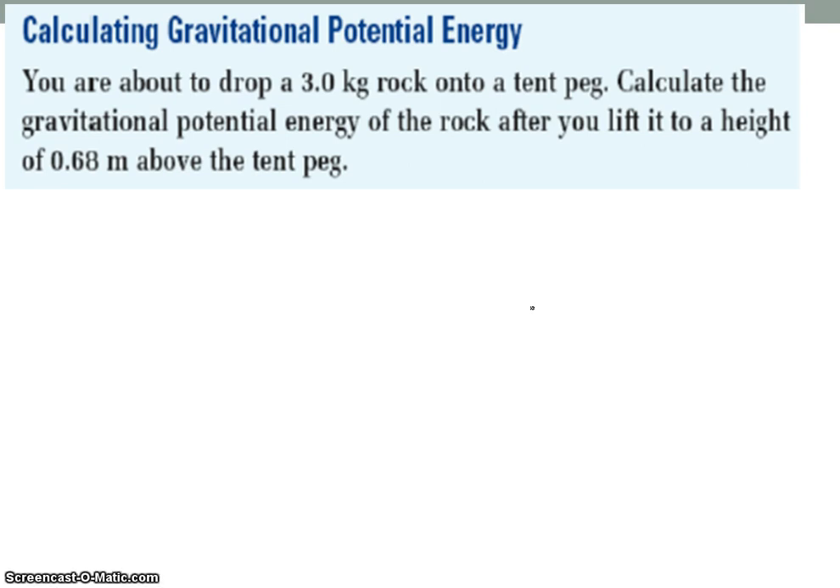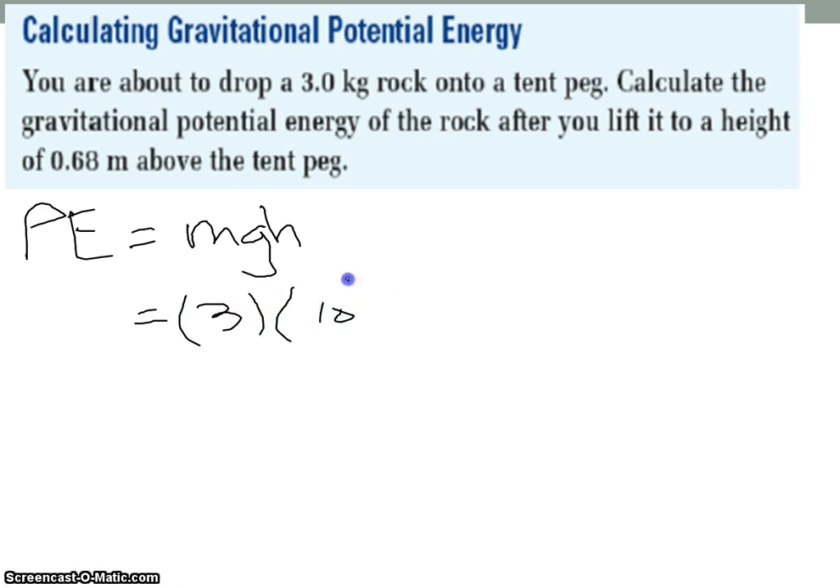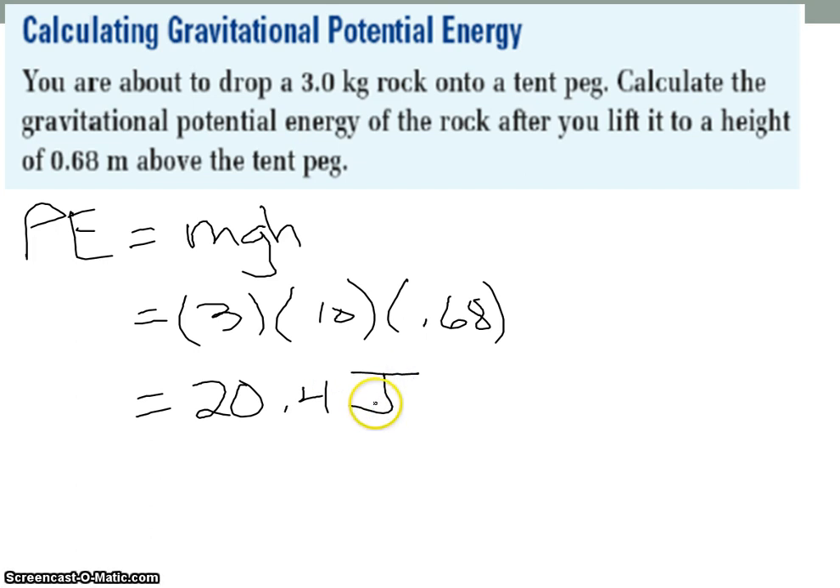So now we'll work a sample problem here. So we have potential energy is equal to mass times gravity times height. Pretty straightforward stuff. The mass is 3, gravity is 10, and the height was 0.68. So we end up getting 20.4 joules. So potential energy basically is the mass and the gravity and the height.